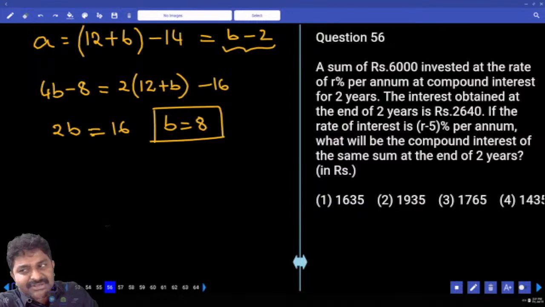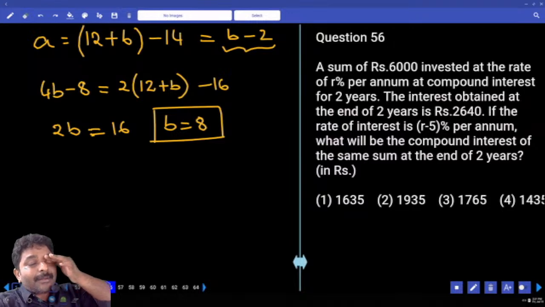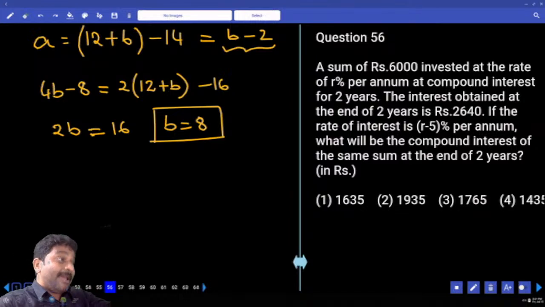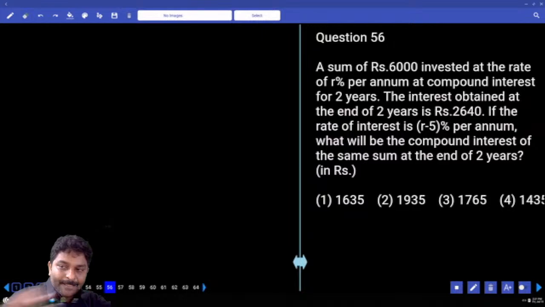The sum of 6,000 invested at the rate of R% per annum compound interest for 2 years. The interest obtained at the end of 2 years is 2640. Is it simple or compound? If it is simple, I would try for the exact answer. If it is compound, I will try for an approximate. Is that okay? What is the principal?